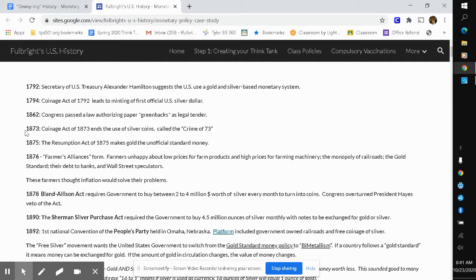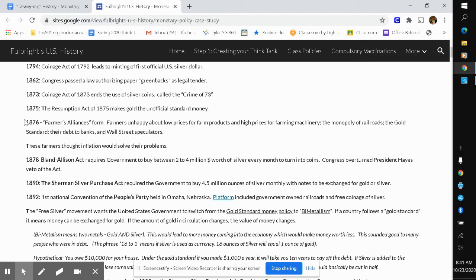In 1873, the Coinage Act of 1873 ends the use of silver coins. If we end the use of silver coins, that's going to take a lot of money out of the economy. That's going to mean money is harder to get. Is that going to make some people's lives harder?